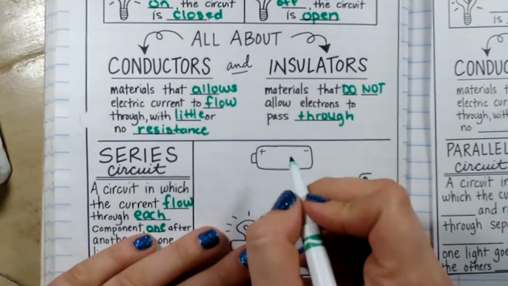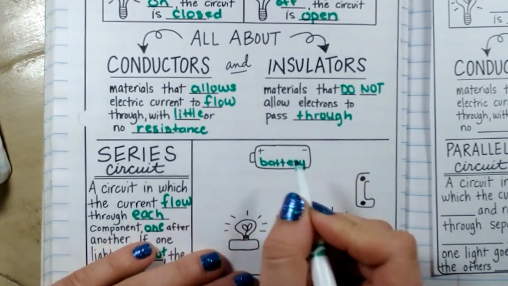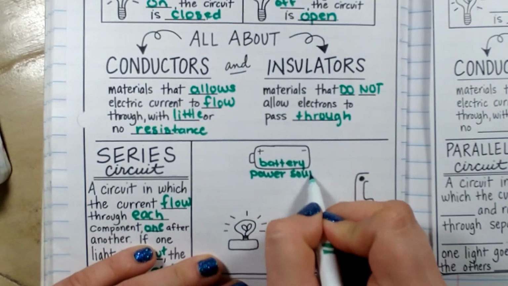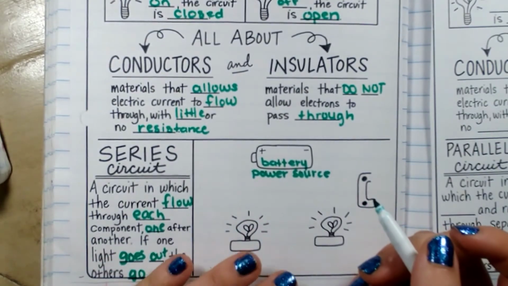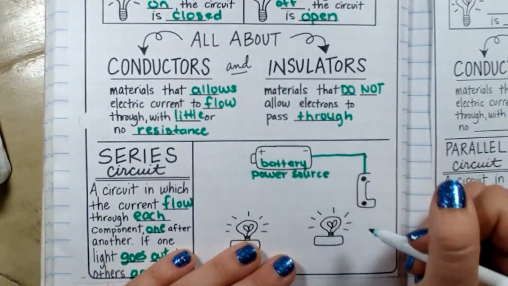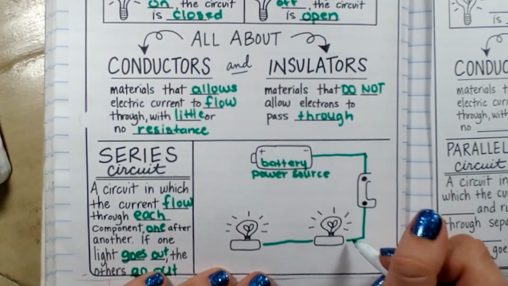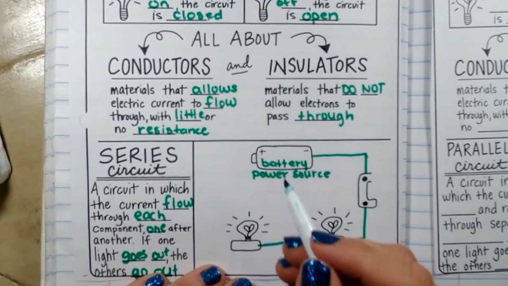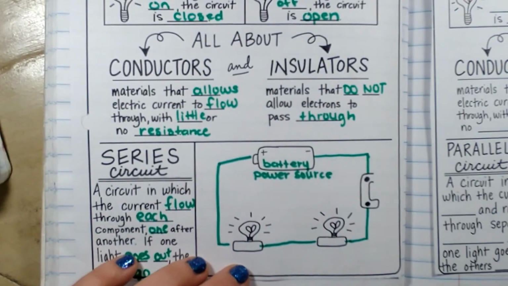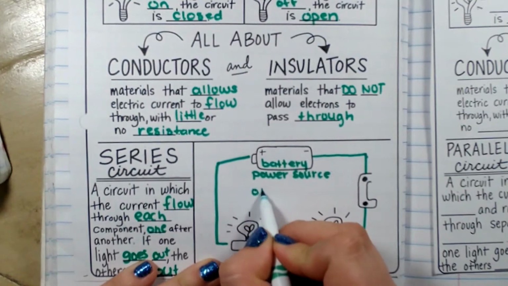This is a battery, also known as a power source. You cannot have a circuit without a power source. And I'm going to draw right here wires going through each of my components. Now these are on, so that means that they must be closed. The switch must be closed. This is one complete path.